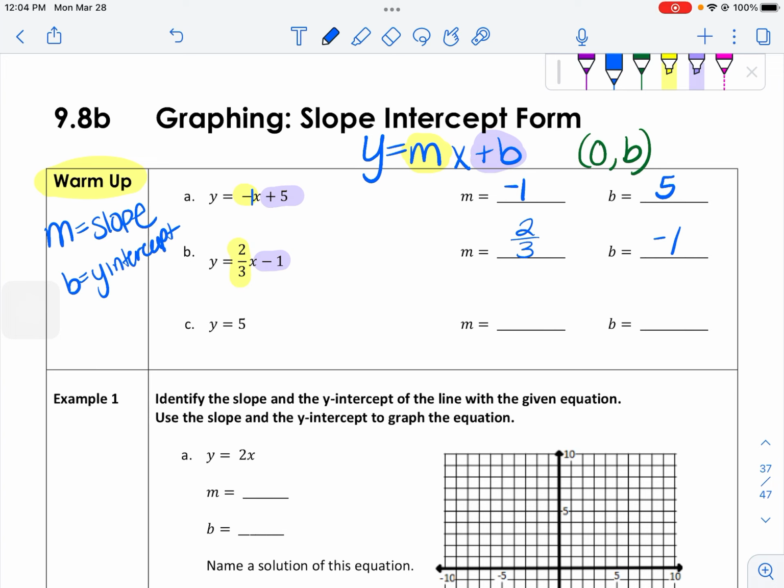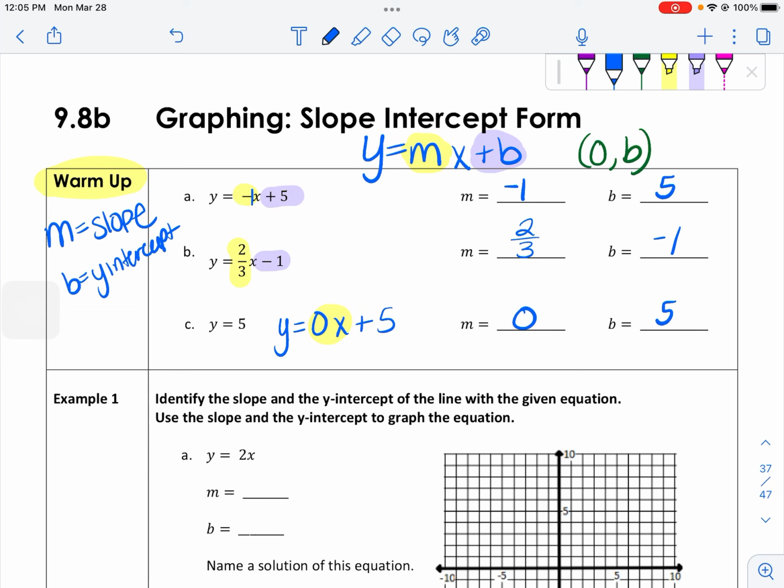And then in C, we have y equals 5. Notice in C, it looks a little different than the first two. There's no x value, so this is similar to when we have 0 x's and then plus 5. So in this equation, we have no x values, so our slope is actually 0, so this would be a horizontal or flat line, and then our y-intercept is 5. So that's one of those special cases.